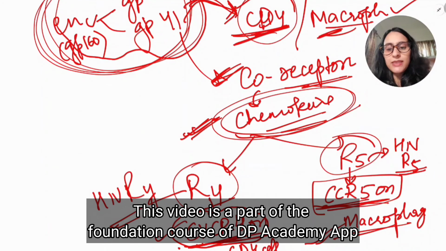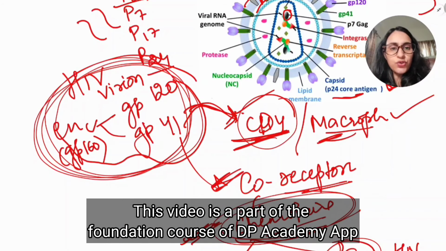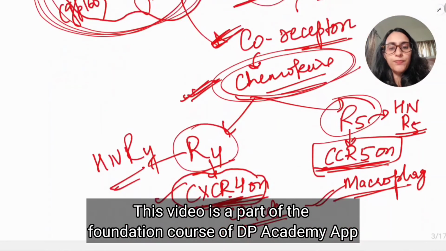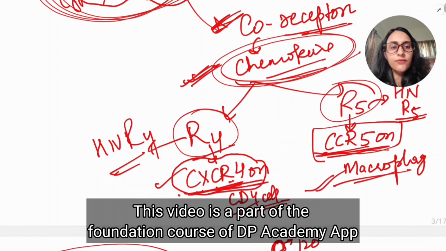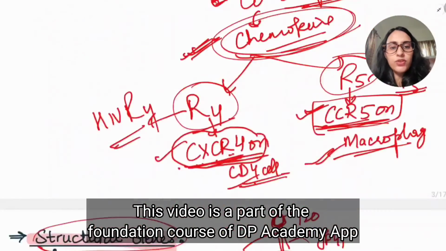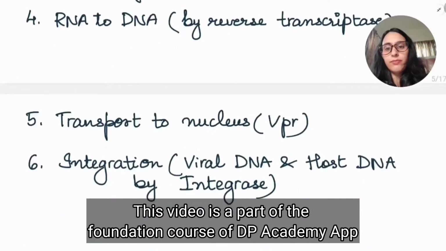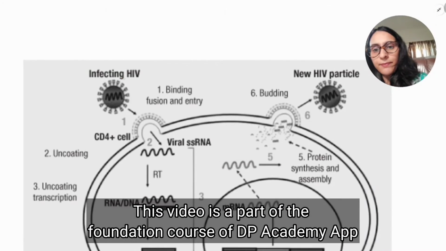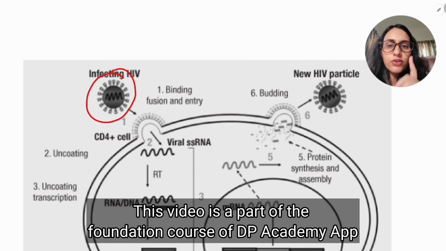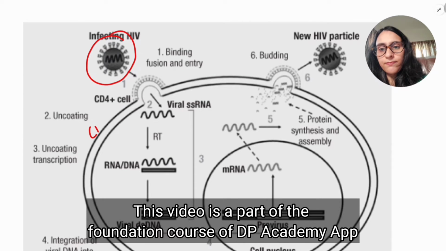So this is the attachment. Basically, it can get attached to CD4 cell, or to macrophage, or to both, which is CXCR4 on the CD4 cell and CCR5 on the macrophage. First step in the pathogenesis, guys, is attachment. Remember, this is an HIV virion, and this is a CD4 cell. Suppose the first step is binding or attachment of this HIV virion to the CD4 cell.